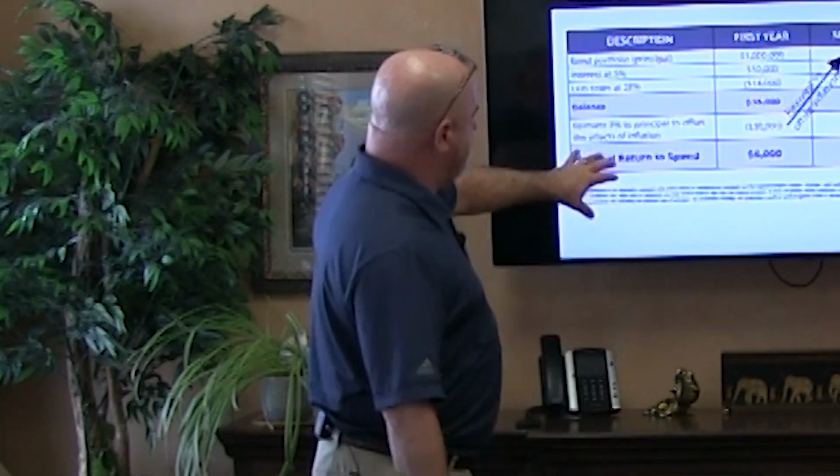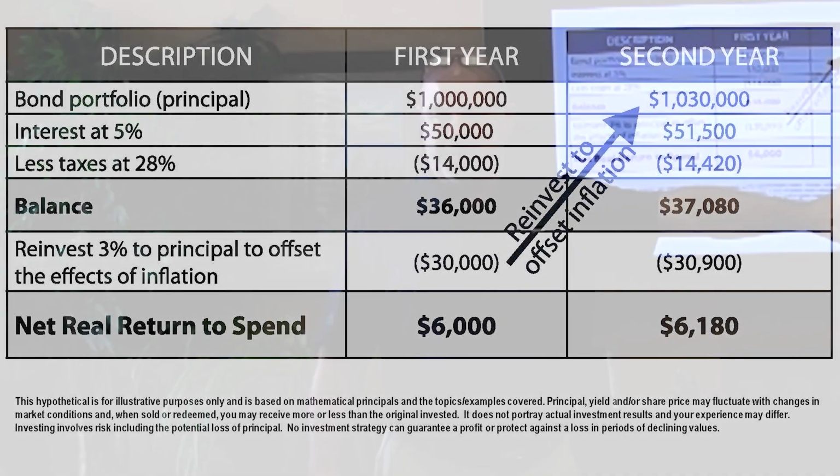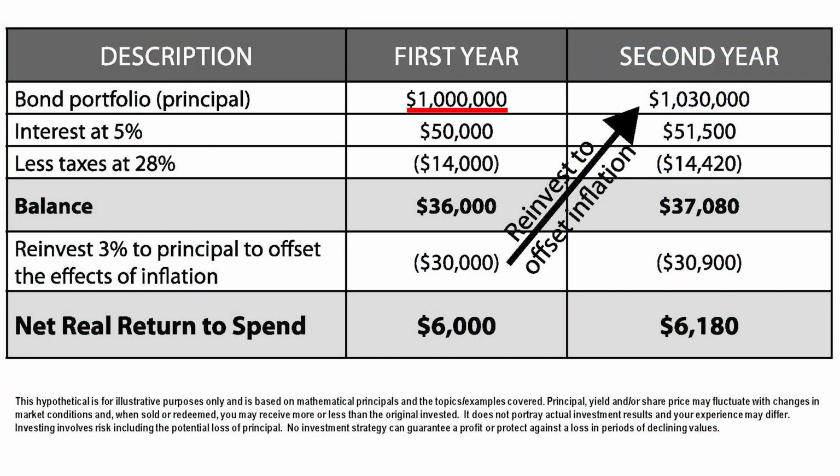So I'm going to show you this example. I call this my bond example. Why this is probably not going to work in today's environment. This is a person who has $1 million and they've either got a bond or a portfolio of bonds producing 5%. Now, for this example, they're going to be in the 28% tax bracket. So you take that $1 million, you earn $50,000 in interest.